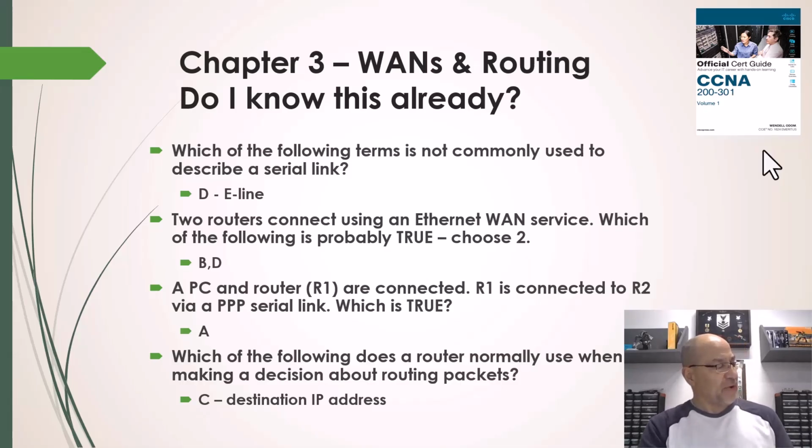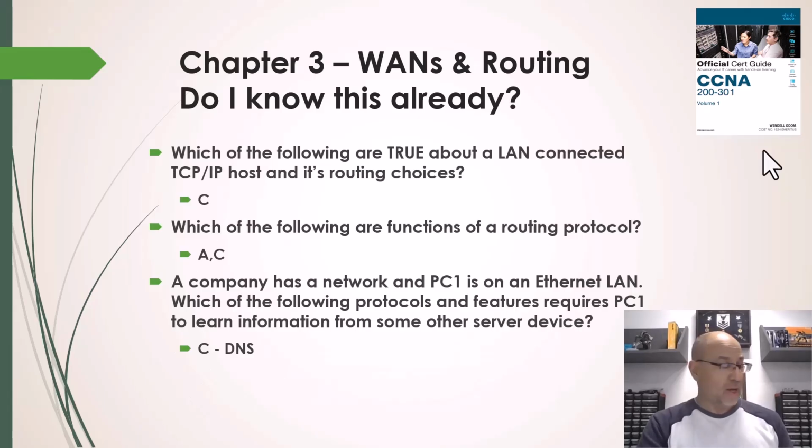Question number 6, which of the following are functions of a routing protocol? In a routing protocol, that's A and C, which means that routing protocols advertise known routes to neighboring routers, and learn routes as advertised to the router by neighboring routers. In a routing protocol, the whole point is to tell your neighboring routers about what you know, and you learn what they know. So that's why it's A and C.